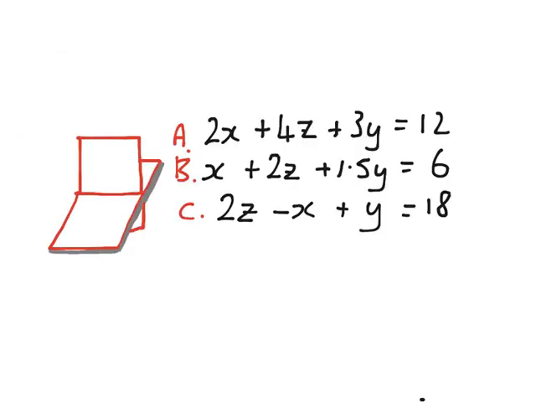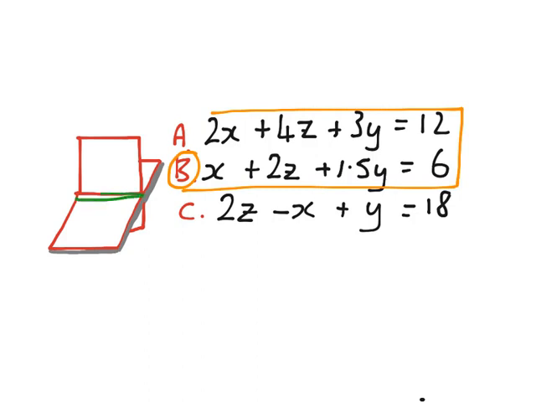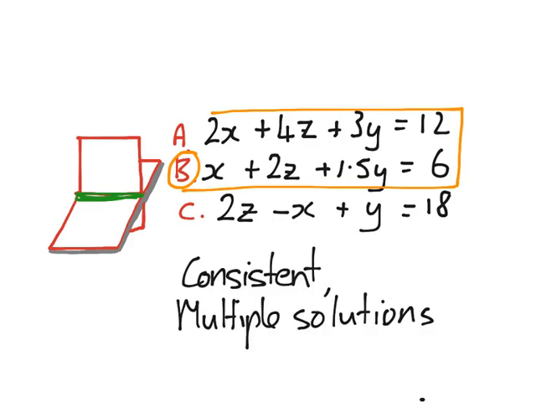If you're posed with a question like this, three equations, three planes, imagine the grey plane and the red plane are actually sandwiched and stuck together. And you'll note that equation B is exactly half of equation A. If you double this, you will get equation A. So those two are in fact the same plane, so therefore there will be multiple solutions, and the multiple solutions will be along this line here where they meet. These are called consistent with multiple solutions.